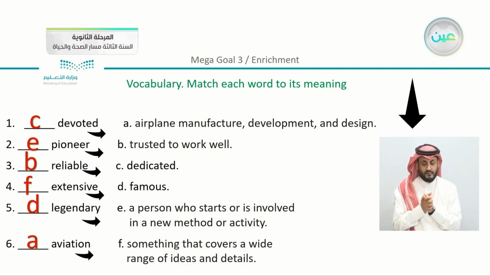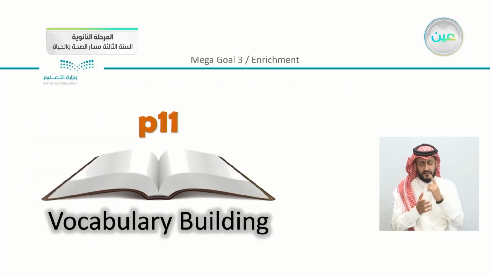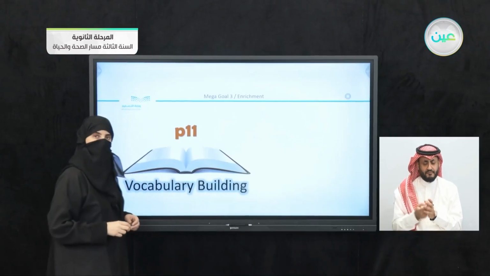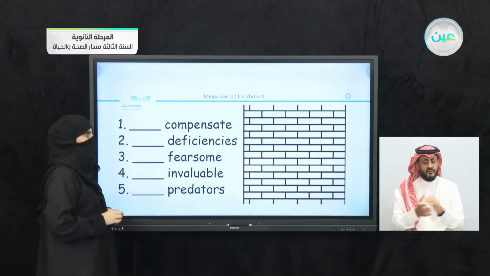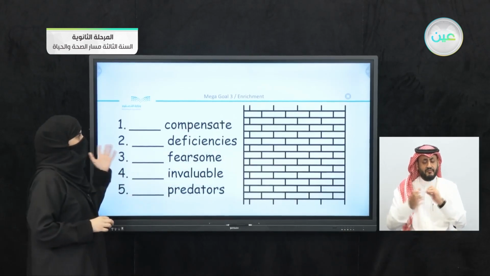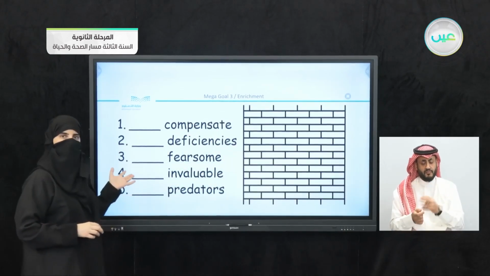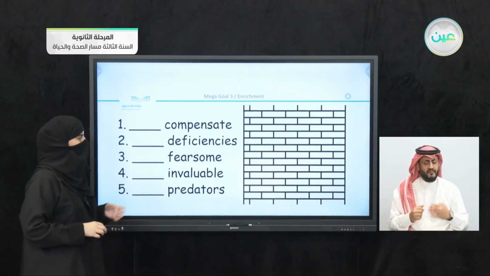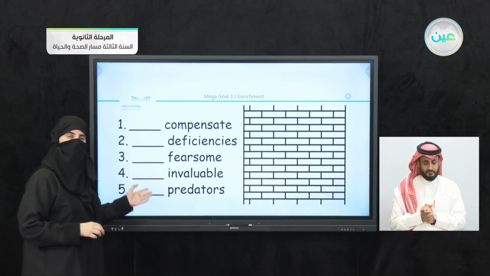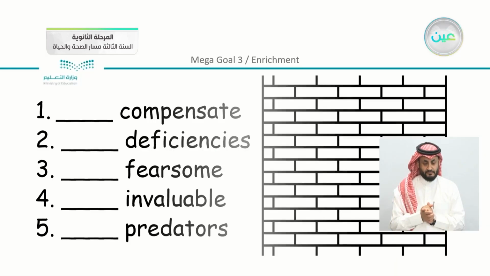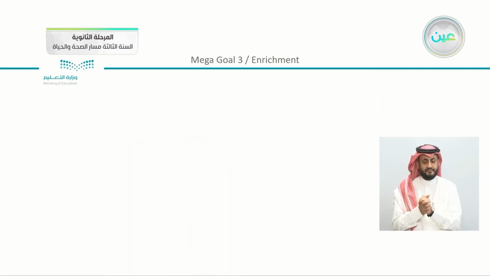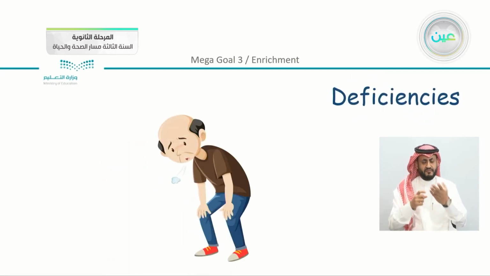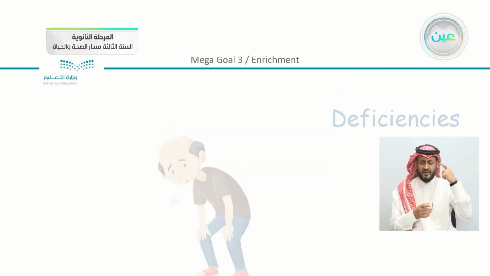Now, we are going to see what we have also in the unit. On page number 11, what did we study? The rest of the vocabulary that we had in the vocabulary building lesson: we studied compensate, deficiencies, fearsome, invaluable, and if you recall, predators. Now these words here we matched, and we said that we have the word compensate. I'm going to show you the pictures so you can refresh your memories of their meanings.